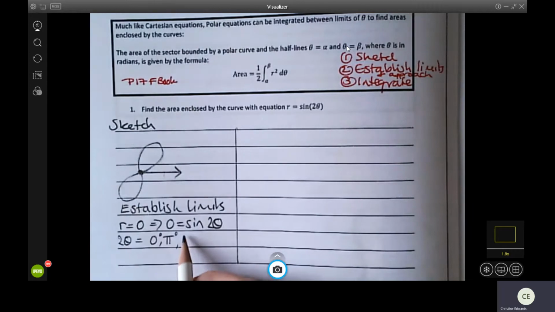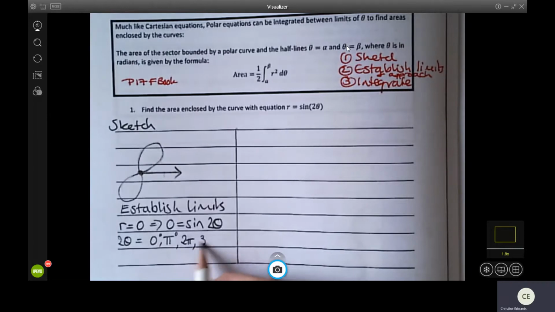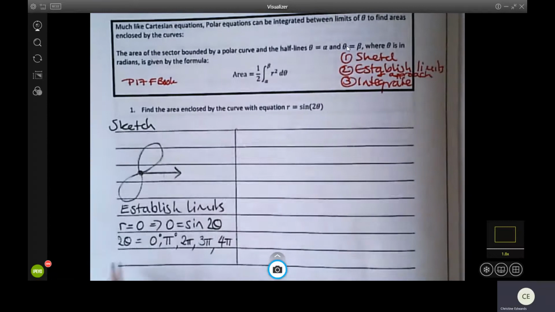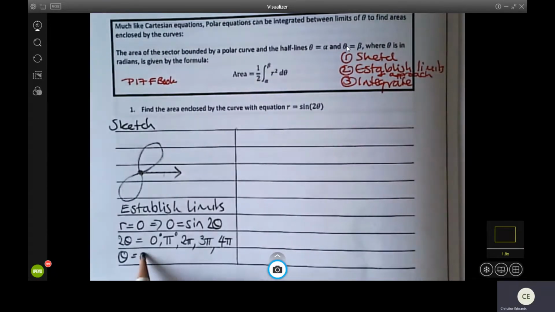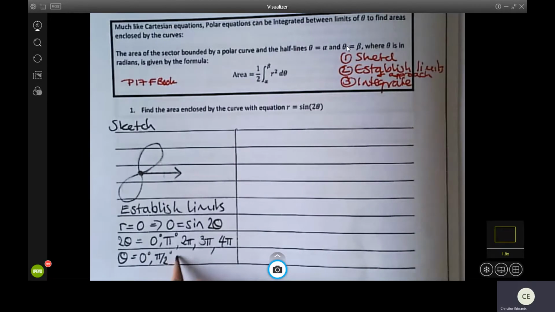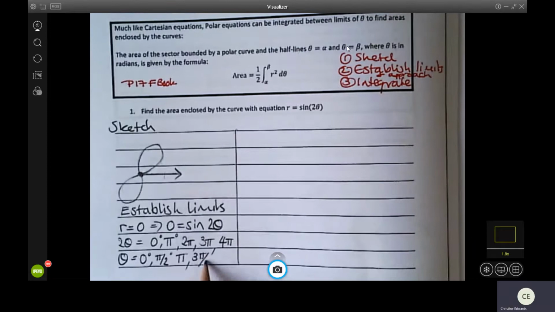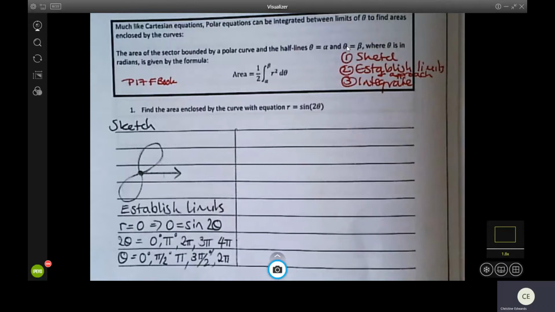So I also will have values of 2 pi, 3 pi, and 4 pi. I need the values for theta, so that's going to be 0, pi over 2, pi, 3 pi over 2, and 2 pi. And I know that 2 pi and the 0 will be equivalent.